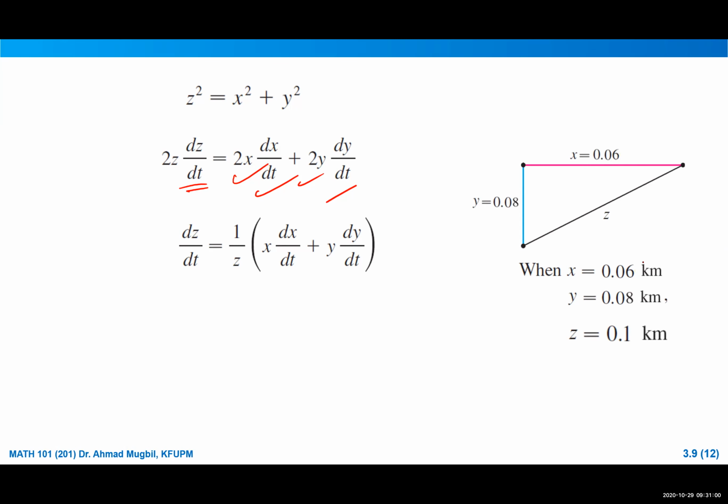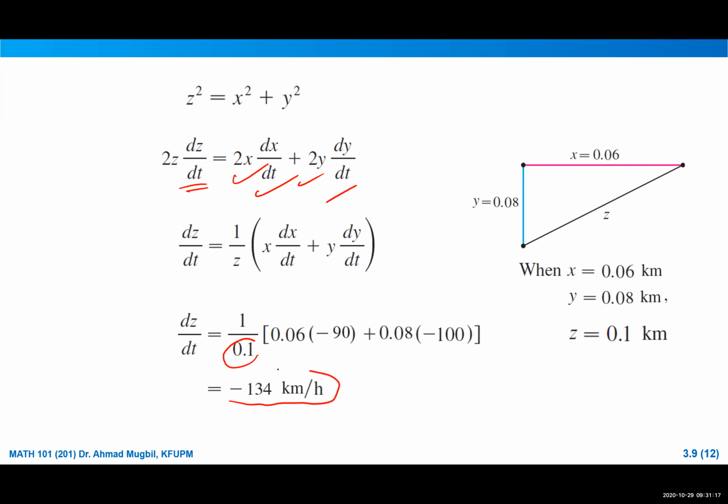100 over 1000, 0.1 kilometer, this is z. So now you substitute: this is z, this is x, this is dx. Don't forget that it is negative, and this will be negative. And it is expected, guys, that this will also be negative.